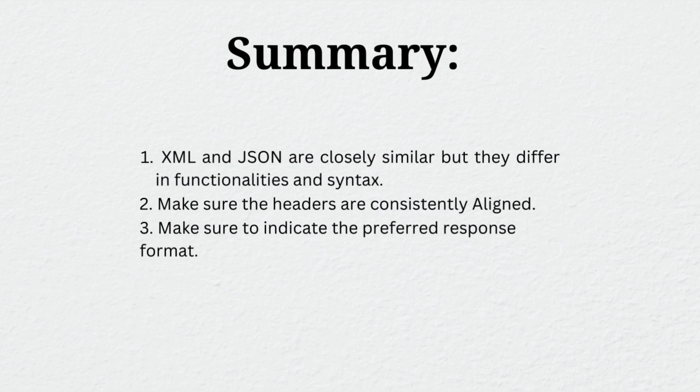In summary, XML and JSON are closely similar, but they differ in what they can offer and in syntax. JSON has a JavaScript type of style, while XML resembles HTML. To execute a successful process, make sure that both the content header and accept header align to the data format to be sent.